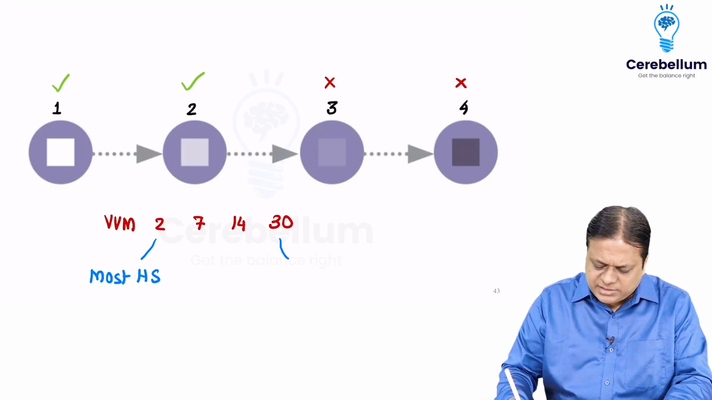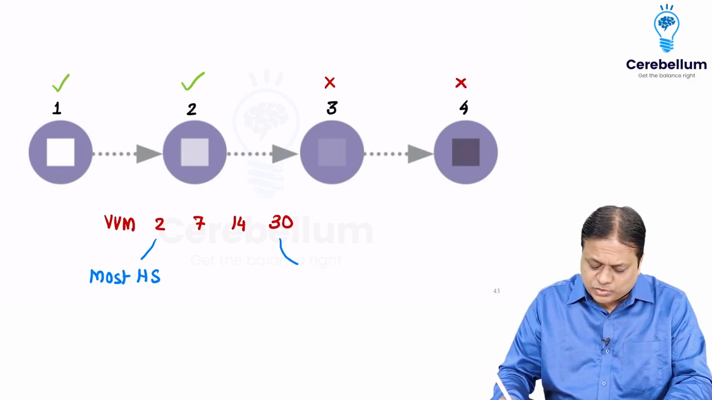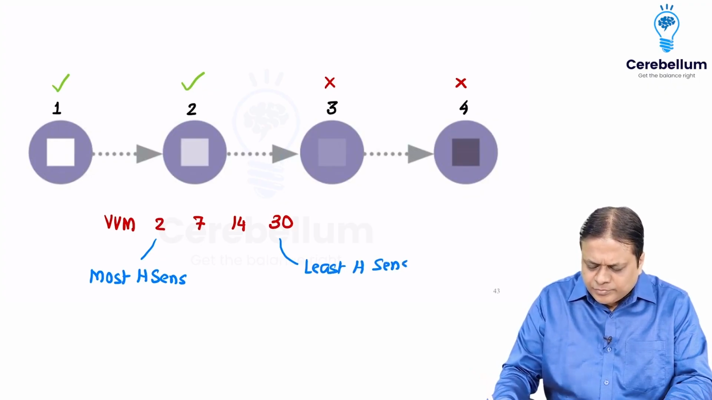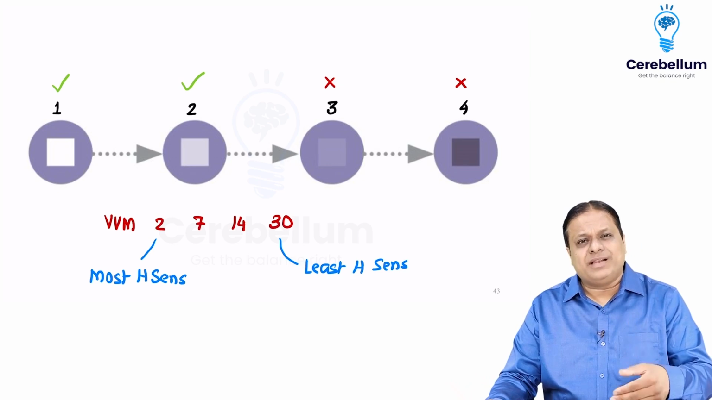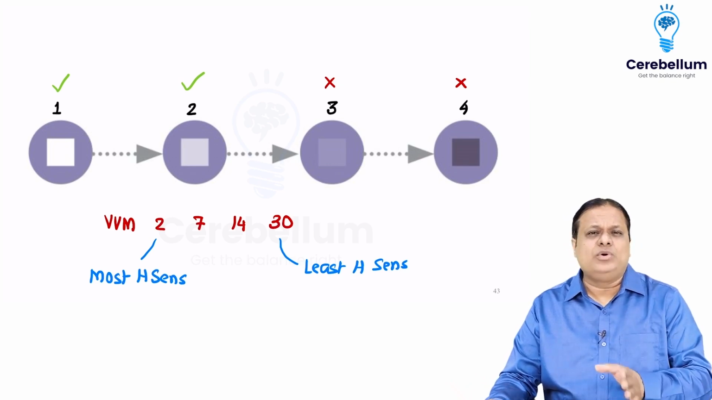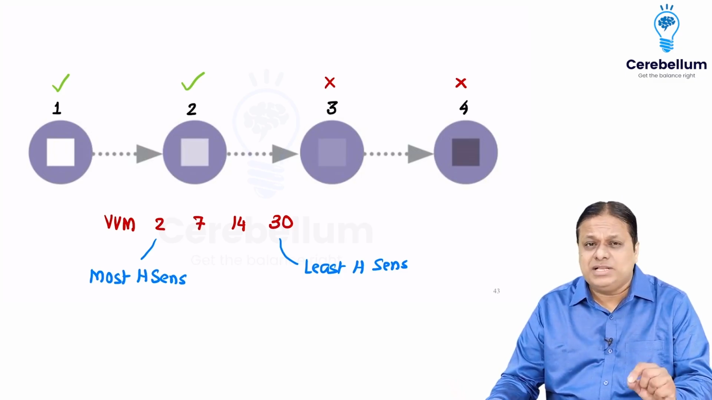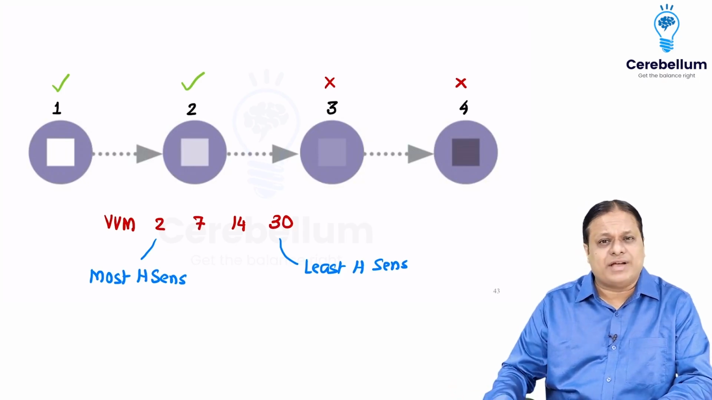Whereas this VVM30 is used for the least heat sensitive vaccines, or you can say more heat stable vaccines. These would include the T series of vaccines: DPT, DT, TT, hepatitis B. Please remember, tetanus toxoid is the most heat stable vaccine.